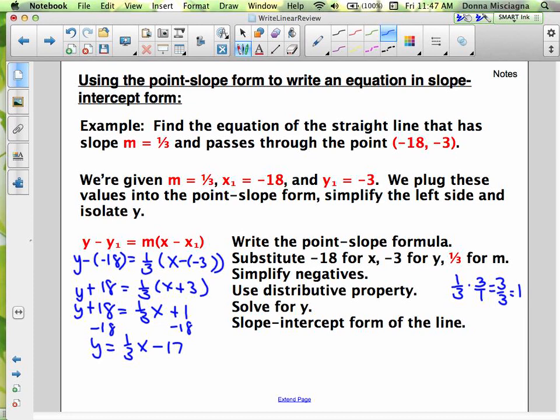So that's another good thing about point-slope. It's really easy to write the equations into slope-intercept just by distributing your slope and isolating y. Let's do a few more problems together.